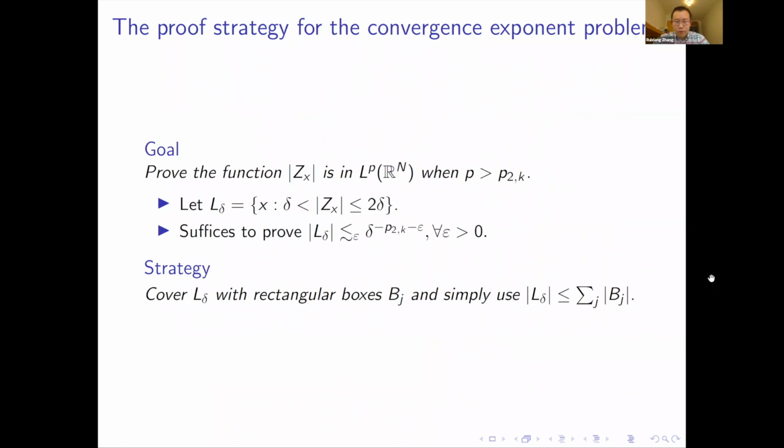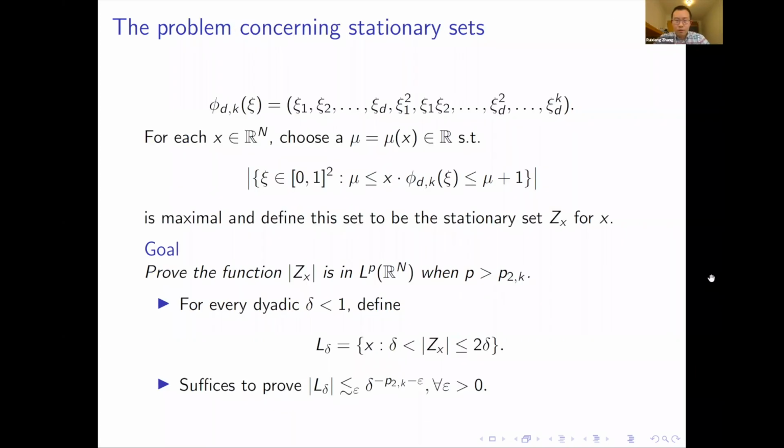So we want to, can you remember the notations that were used? Yes. Like there were some like P2K, phi dk, Zx. This field. Okay, so let me think about how to explain this more.